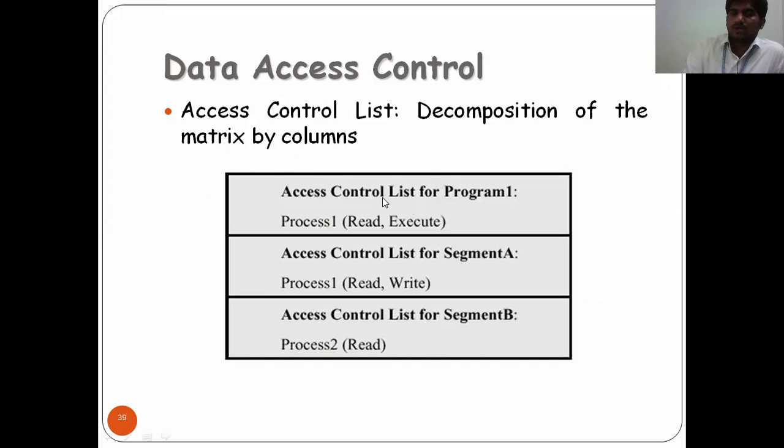So the access control list for program one is process one, read and write, read and execute, and for segment A. These are the column names, program one and program two. For program two we are not doing anything, so it is simple. For segment A, process one reads and writes, and for segment B, process two only.